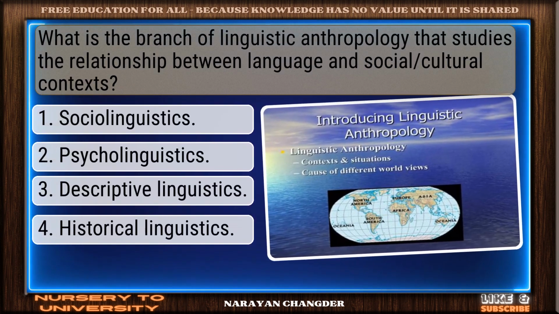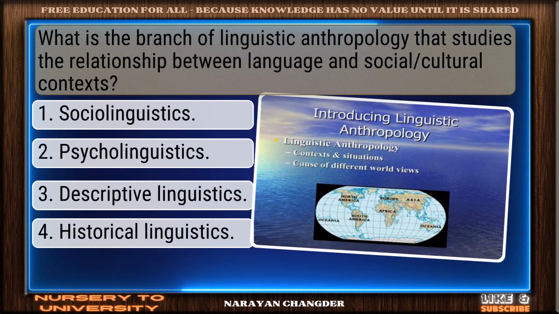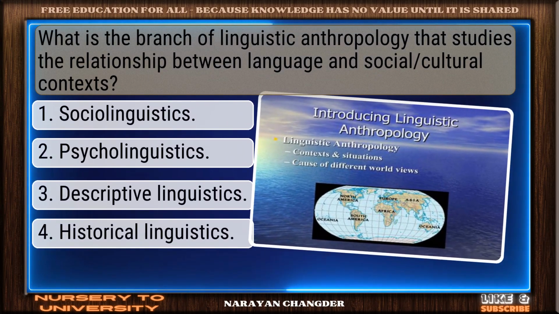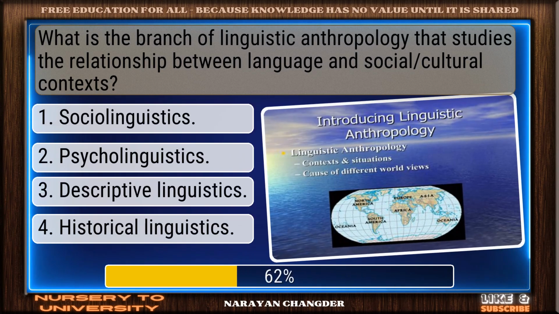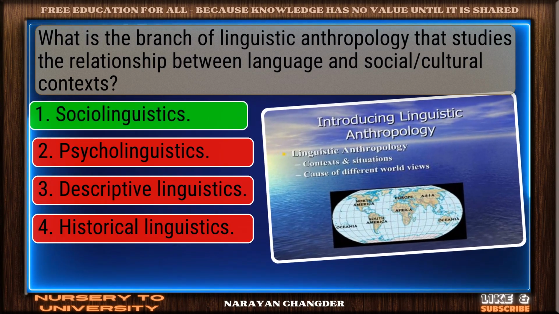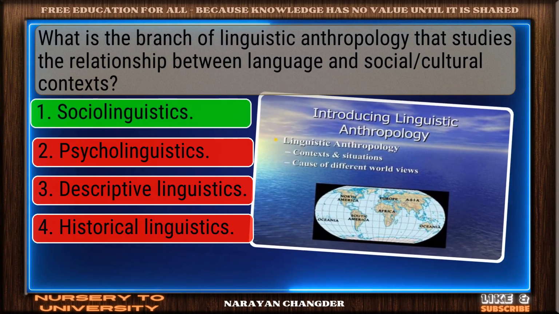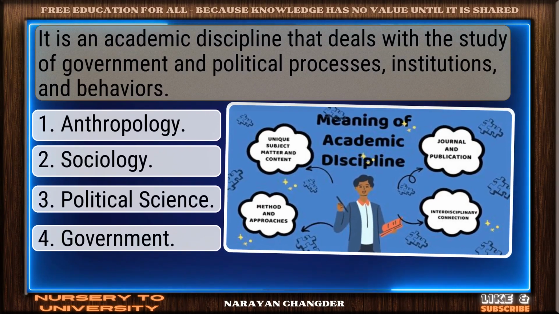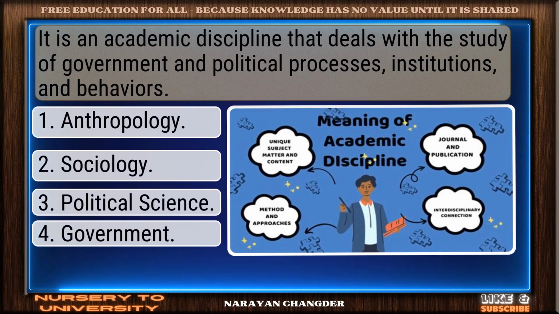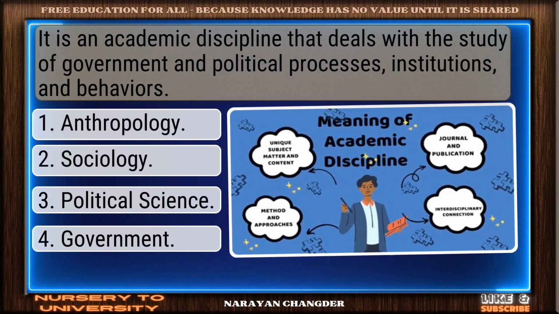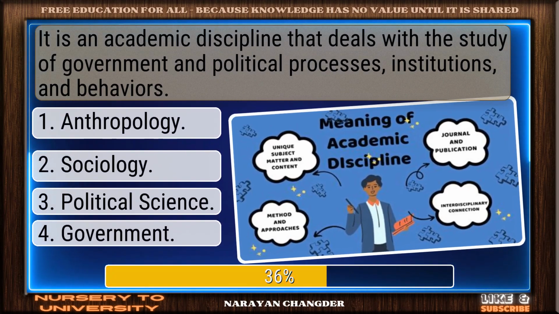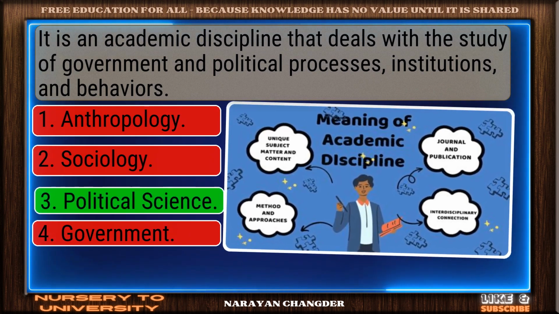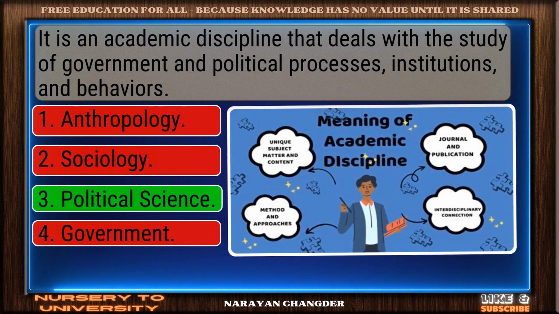What is the branch of linguistic anthropology that studies the relationship between language and social cultural contexts? You're right. Sociolinguistics is the correct answer. It is an academic discipline that deals with the study of government and political processes, institutions, and behaviors. Right again. Political science is a valid answer.